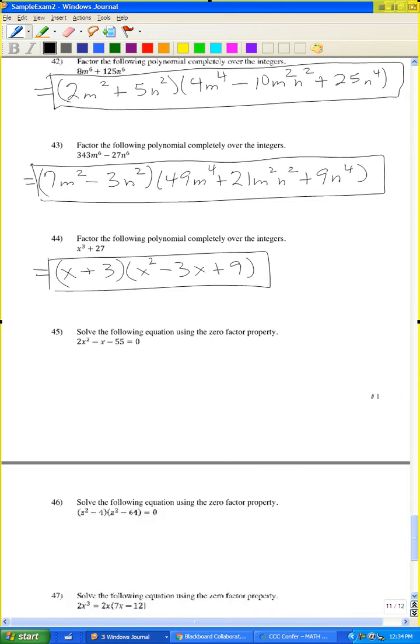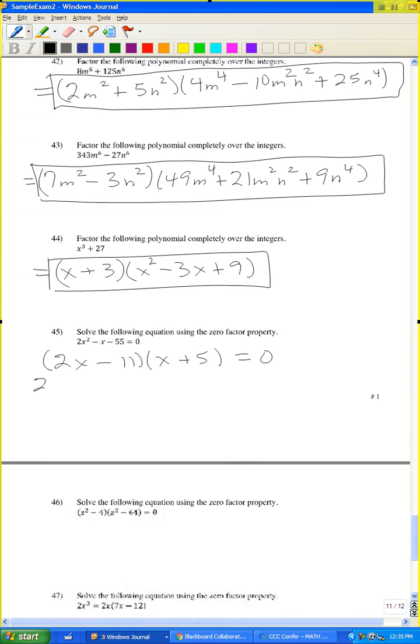Let's do problem number 45. Solve the equation using the zero factor property. So just factor this. I have 2x squared minus x minus 55. This factors into 2x, x. I have 55, so a 5 and an 11. And let's check if I factored it correctly. So 2x squared plus 10x minus 11x is minus x minus 55.